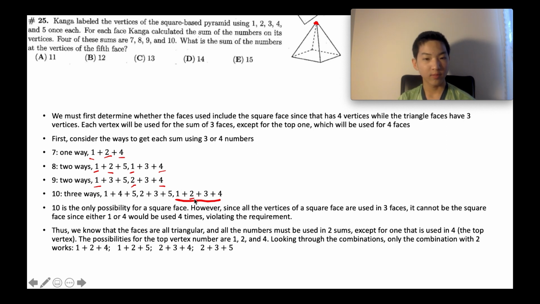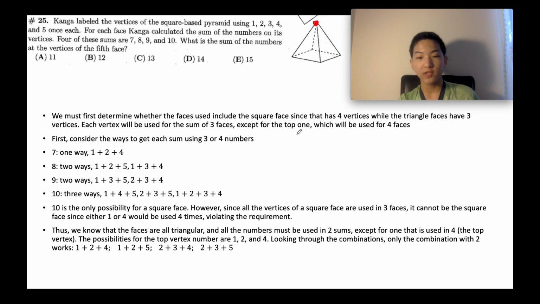And by all the numbers being used in 2 sums, so for example, we have this vertex right here. It will be used in 2 triangles. It will also be used in the square. However, these sums do not include the square face. So it will only be used in 2 sums, except for one exception, which is the top vertex, which will be used in all 4 sums.